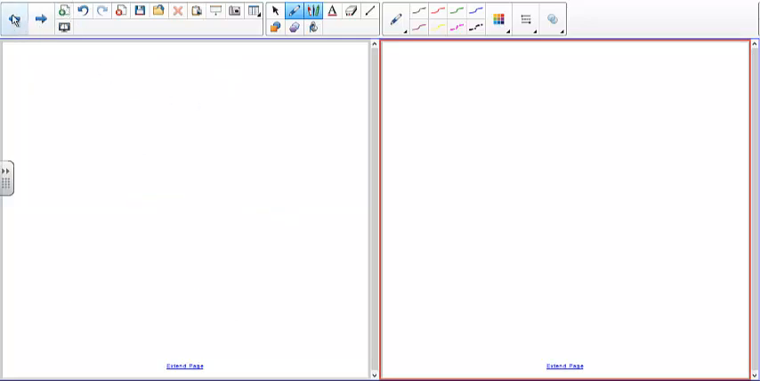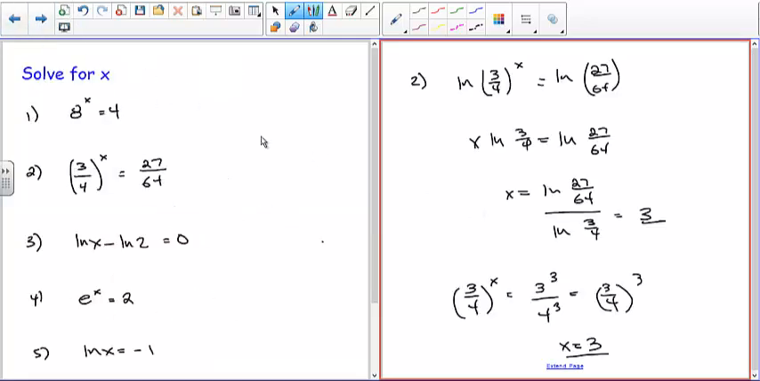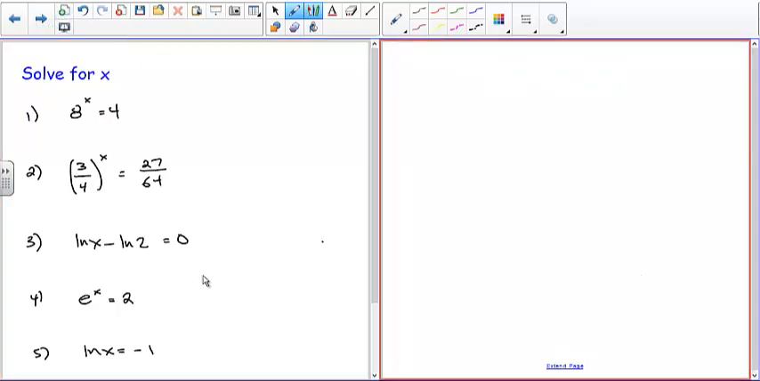Okay, and what this series of problems is looking at is they're trying to make it so that you end up with the same argument, like in the natural log. So for number 3, x equals 2, because if you have the natural log of x minus the natural log of 2, that should be equal to 0, anything minus itself. Or you could also write natural log of x is equal to the natural log of 2, and for the natural logs to be equal, the arguments of the natural log have to be equal to each other too.